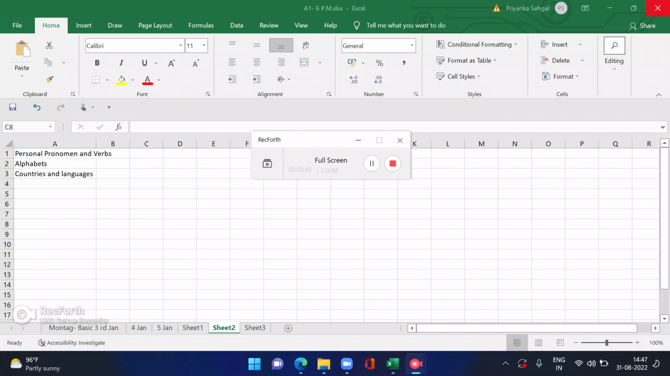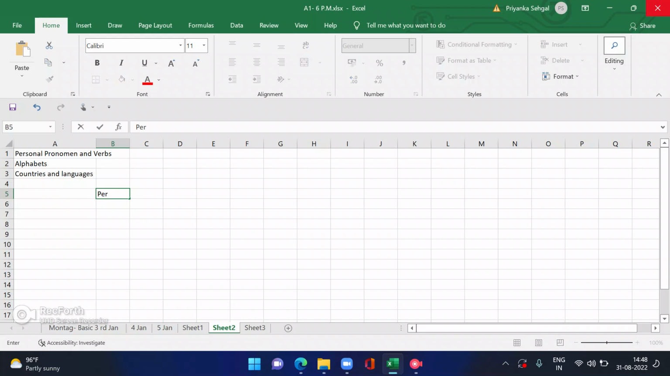So we'll start with the personal pronoun first. So what is personal pronoun? Personal pronouns are like in English we say I, you, we, you all. So these are all what? Personal pronouns. In German, we say it as personal pronomen. But in English it is personal pronouns.